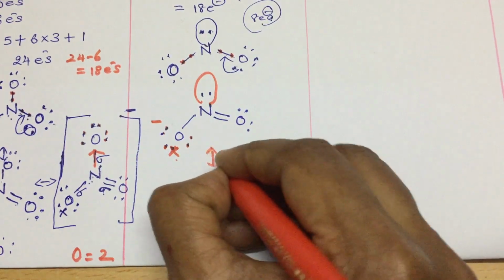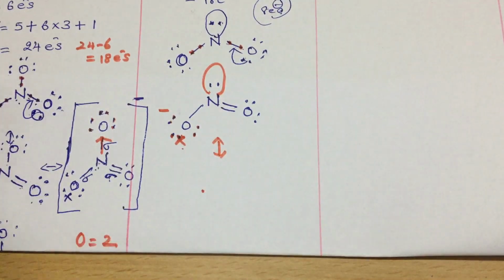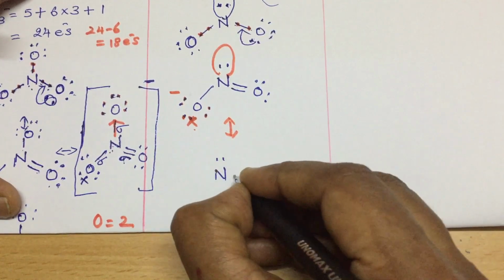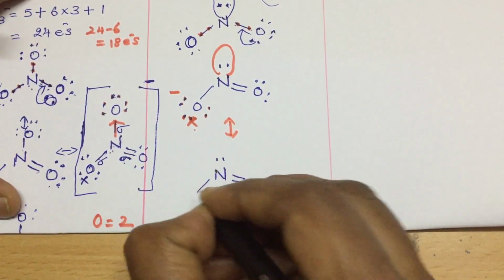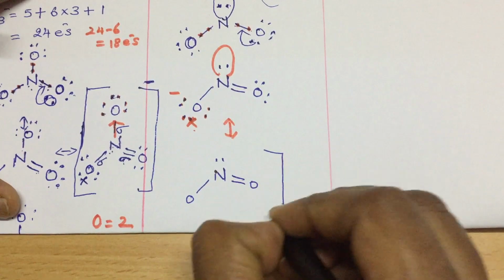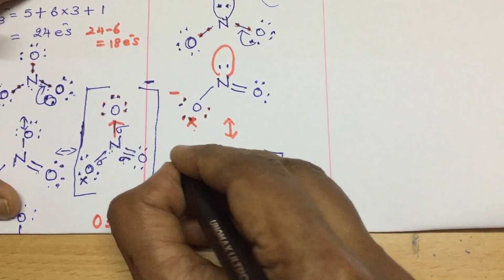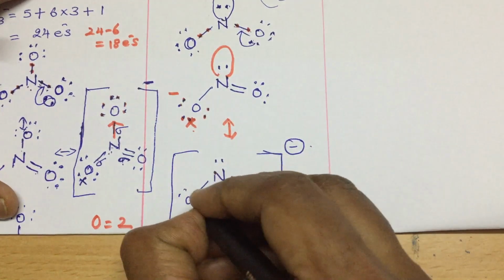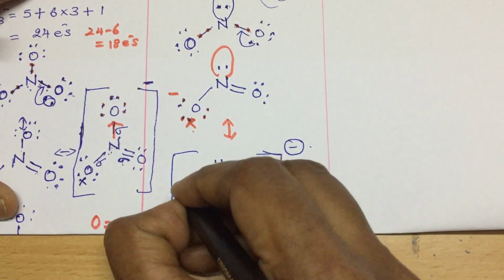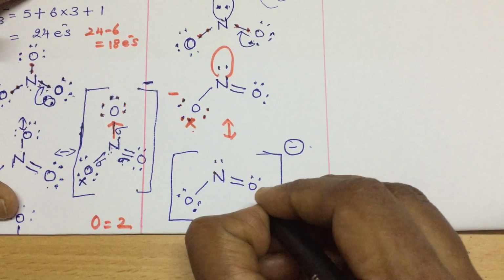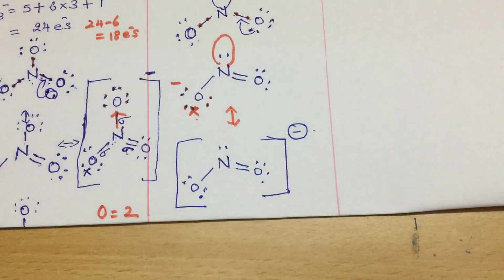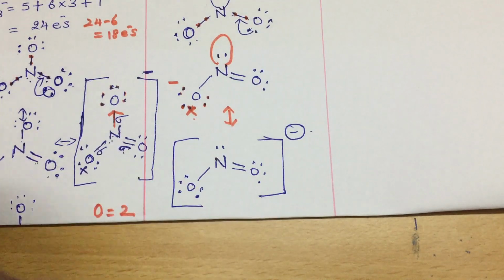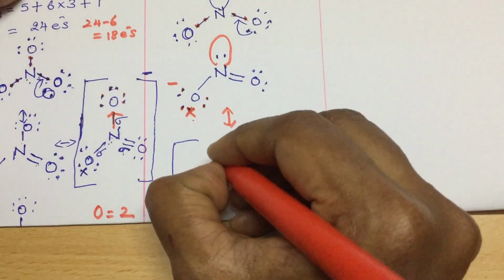So how can we write it? This is your nitrogen with its lone pair, double bond O, and your oxygen. The entire molecule will carry the negative charge because it will be in resonance. Resonance means the charge keeps on transferring from one atom to another. So this is an extra electron.